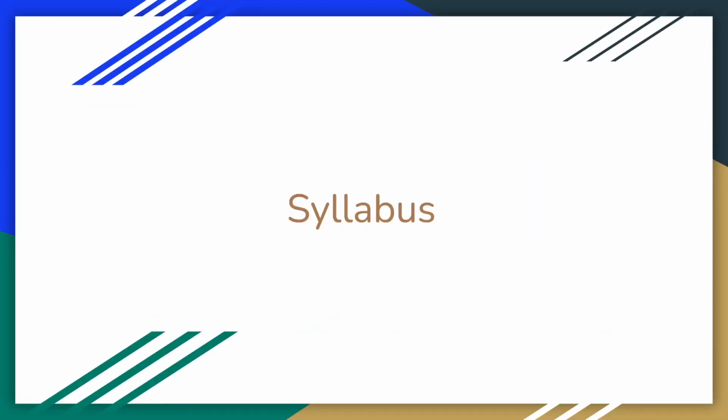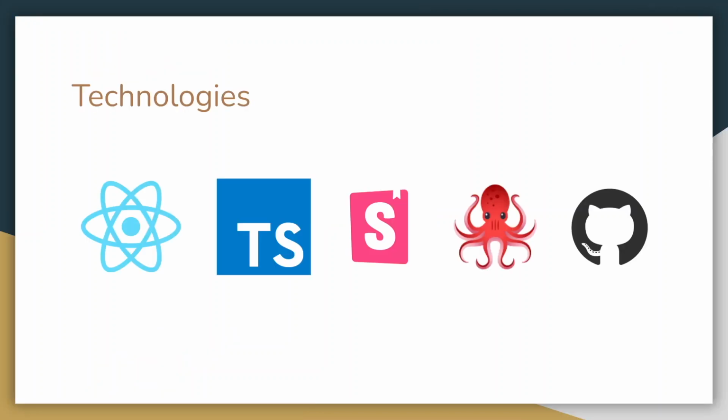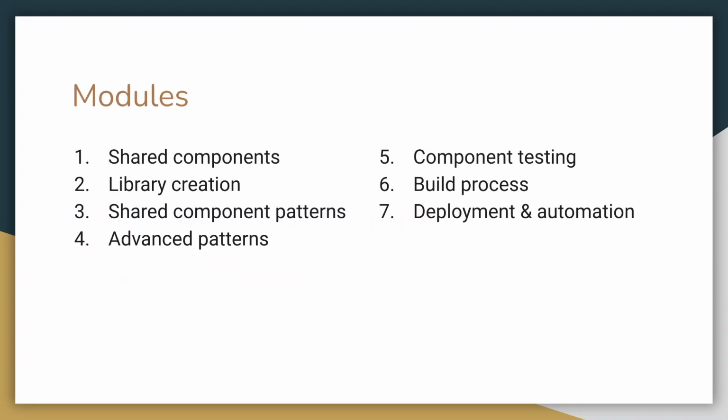This is a self-paced course that will teach you the skills necessary to build a private component library with React and TypeScript. We will cover the core aspects of planning, building, testing, and deploying a private component library. Some of the technologies that we'll be using in this course are React, TypeScript, Storybook, React Testing Library, GitHub Actions, and GitHub Packages. The course content is split between 7 modules.